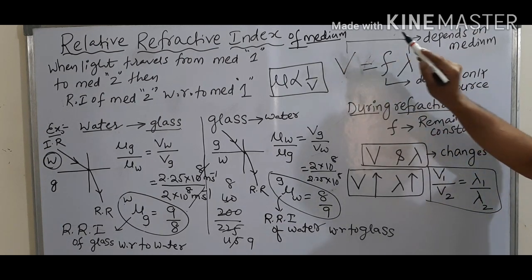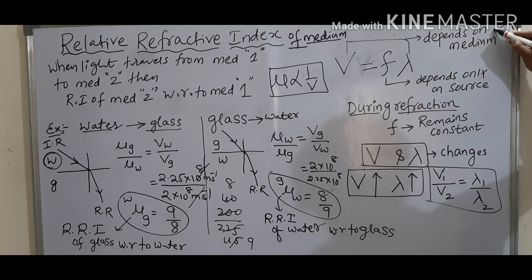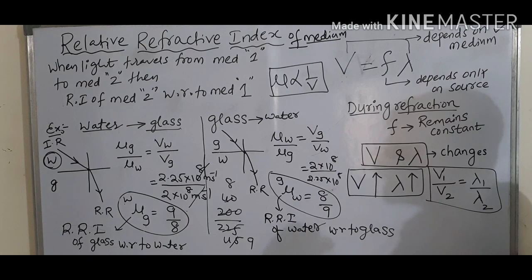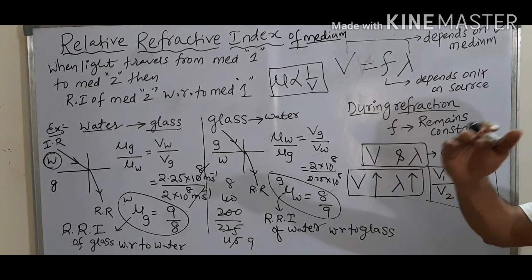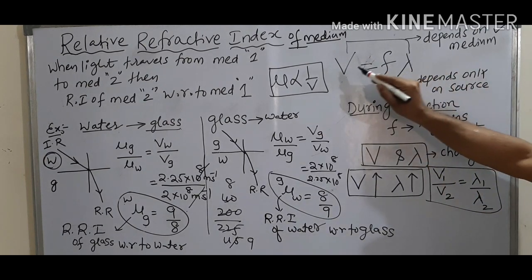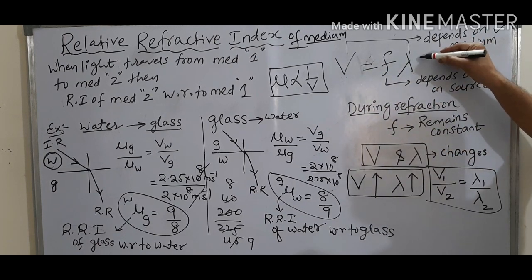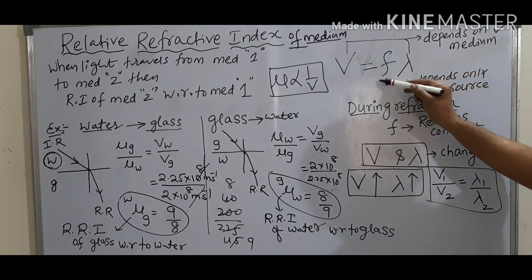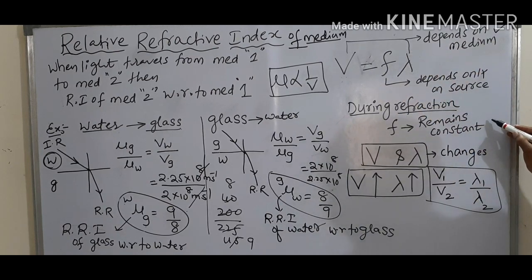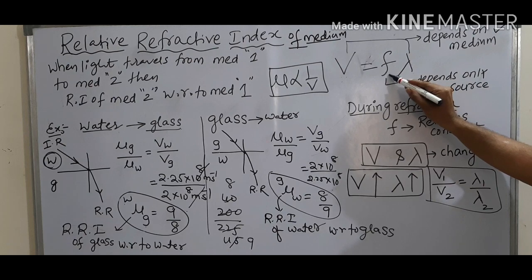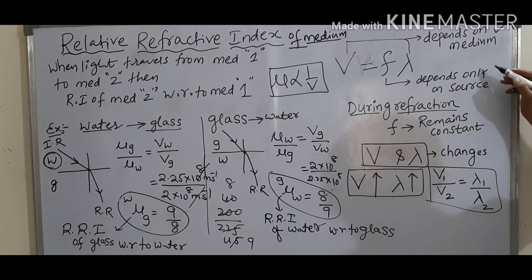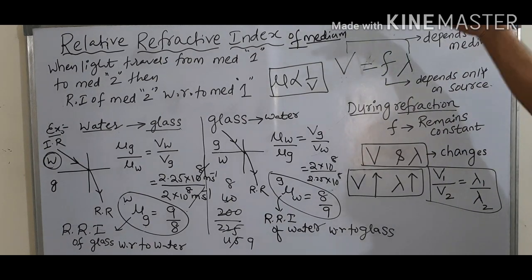Here the speed of light and wavelength of light depend on the medium. We already discussed during refraction that when light travels from one medium to another medium, there is a change in speed. If speed changes, wavelength also changes. Why? Because the frequency remains constant. Frequency remains constant because it depends only on the source. That means if the sun is there, the sun is emitting light rays.